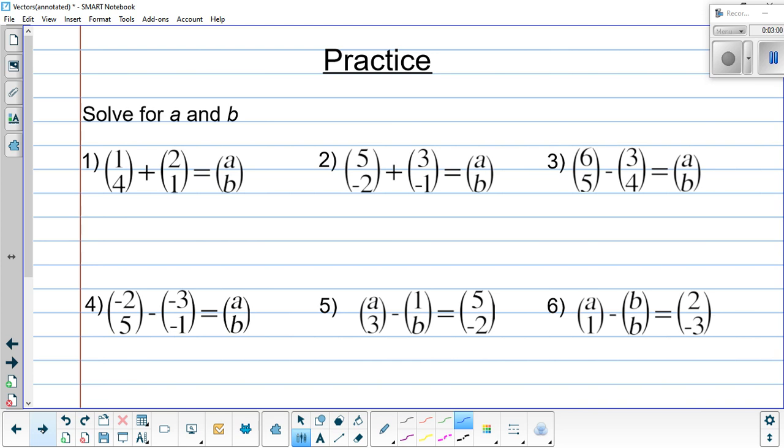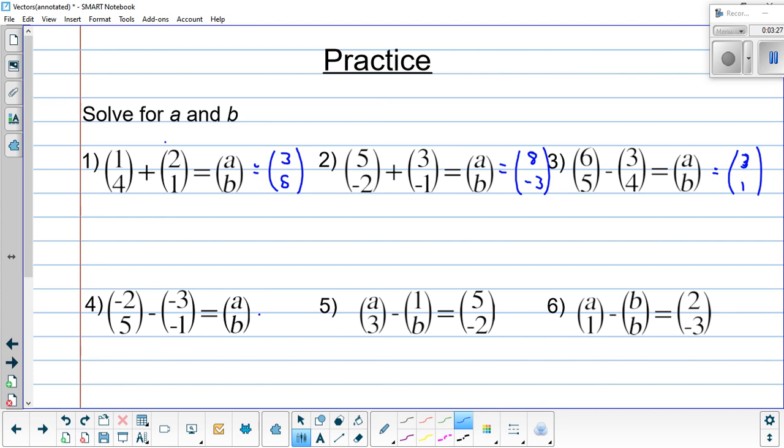Okay, so we have 1 plus 3, or 1 plus 2 is equal to 3. 4 plus 1 is equal to 5. So for these first 4, I'm just going to state them at the end like that. Here, we're going to have it as 8, and negative 2 plus negative 1 is negative 3. Then we have 6 minus 3, which is 3 on top. And on the bottom, 5 minus 4 is 1.